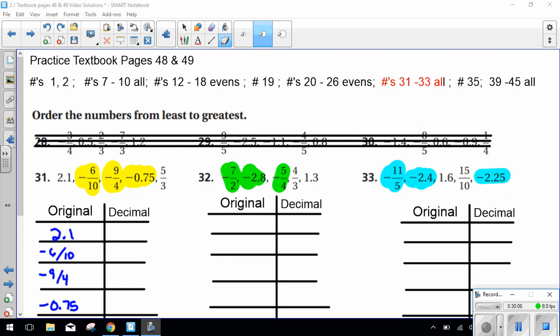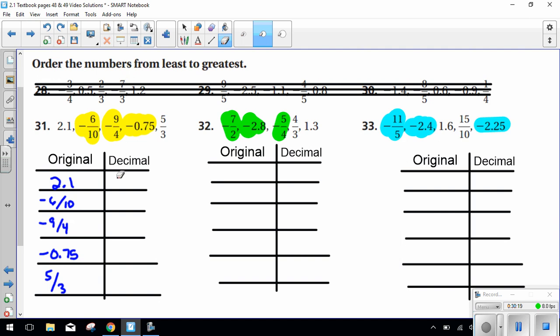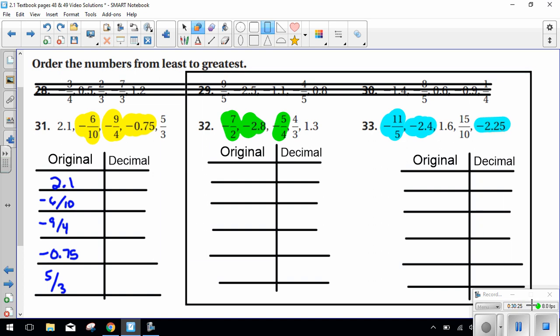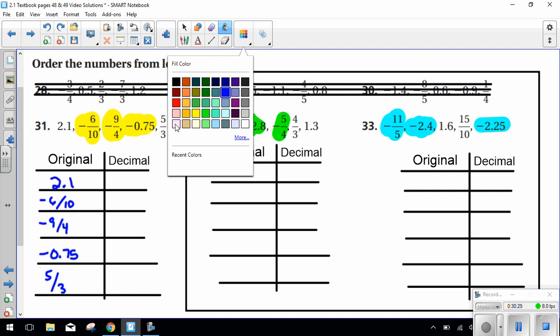Okay, so for this section, 31 to 33, if you notice, I made T-charts, and what I did was I called the left side the original side, and the right side, I call it the decimal side. So I'm just going to cover up the rest of this page here for a minute, just to make it a little simpler on the eyes.